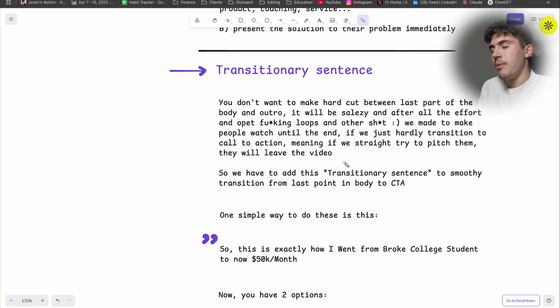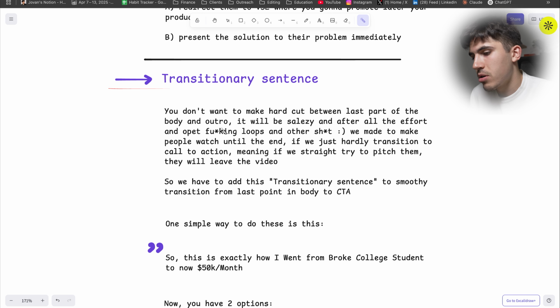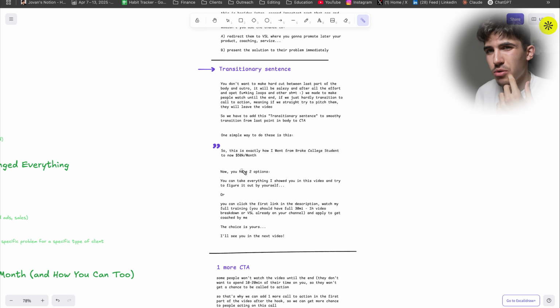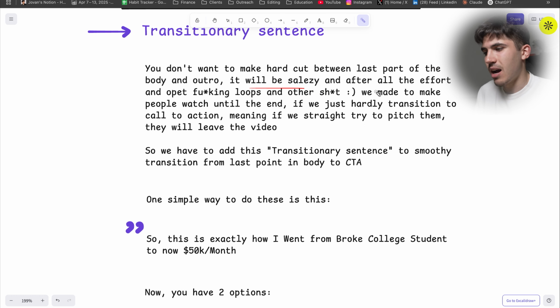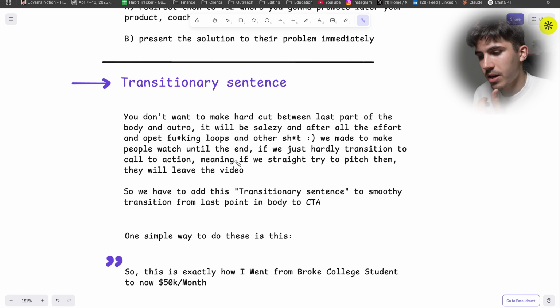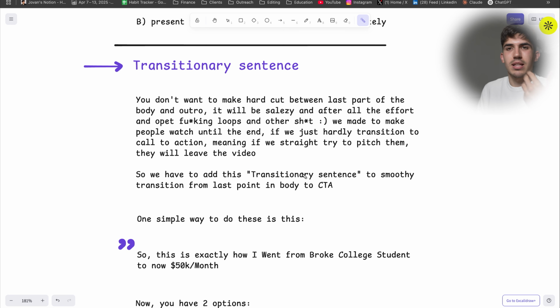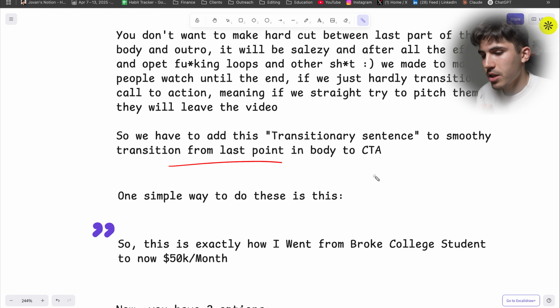And one last thing for a call to action is a transitionary sentence. You don't want to make a hard cut between the last part of the body and the outro. You don't want to immediately start pitching your offer because then it will be salesy. If we straight try to pitch them, they will immediately leave the video because they'll feel you're trying to sell them something, and in sales it's not good. We have to add this transitionary sentence to smoothly transition from the last point in the body to the call to action.